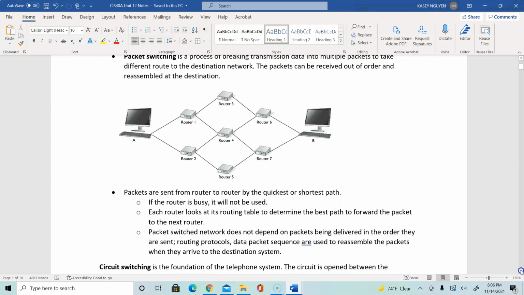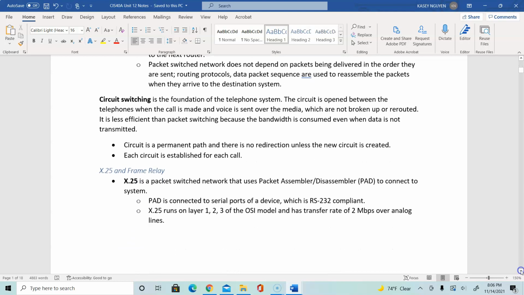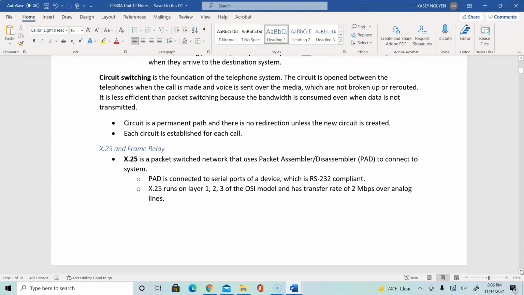And after this section, it goes into X25 and frame relay. So X25 is a packet switch network. It uses a packet assembler and disassembler called PAD. This is used to connect systems, and it would use a serial port such as RS232. And this is what you see with the DB pins that will be connecting, and serial ports tend to be a lot slower than what you see in the later ports.